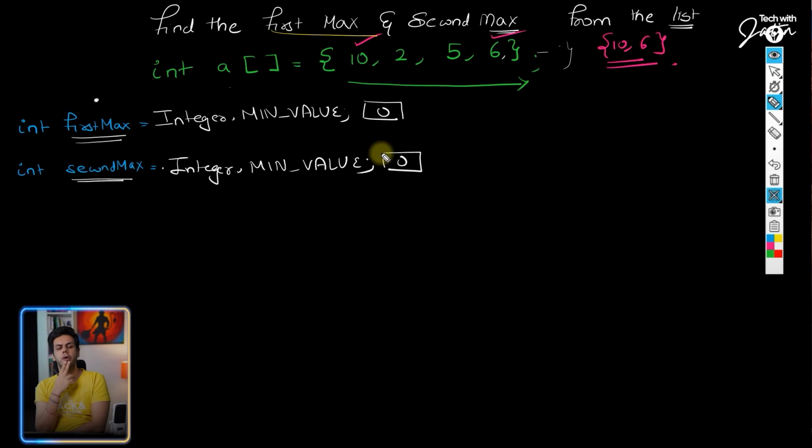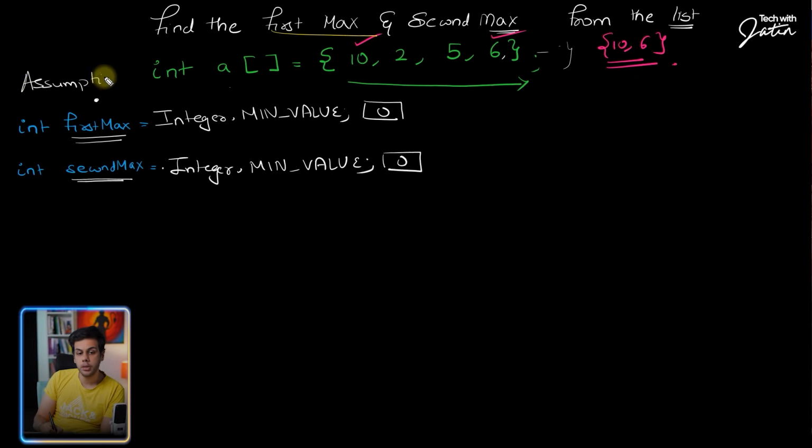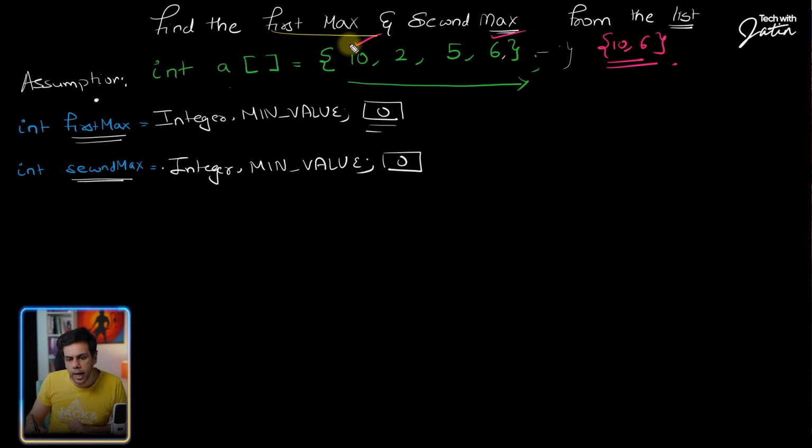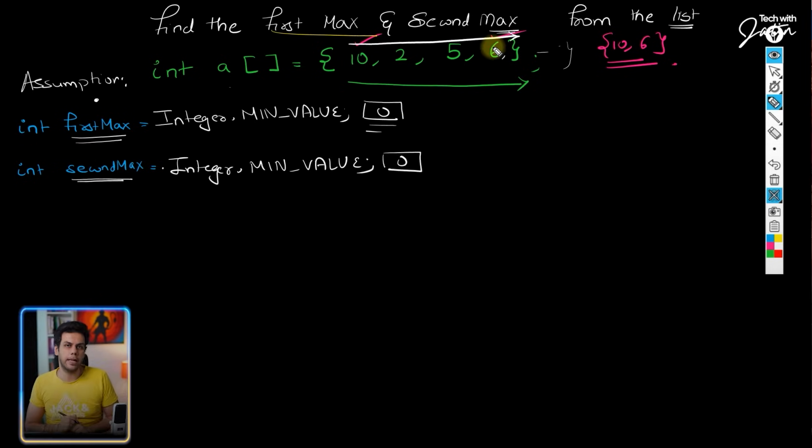So what we have done is we have taken an assumption. I'm assuming that whatever is there in the first max is the largest value. Whatever is there in the second max is the second largest value. Now I will try to traverse this particular array.